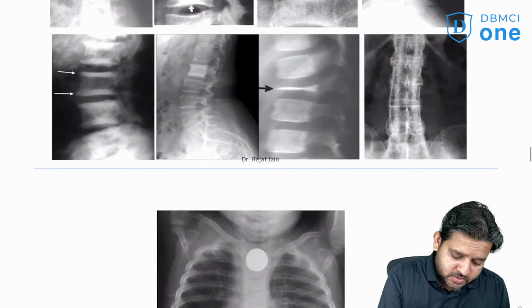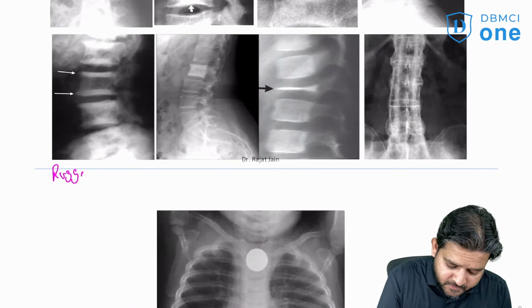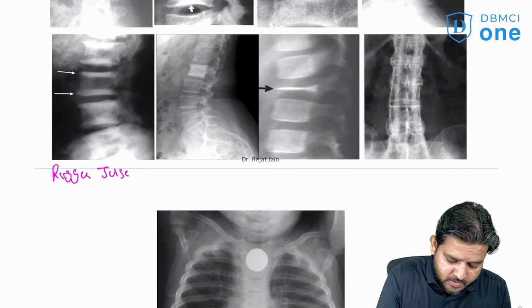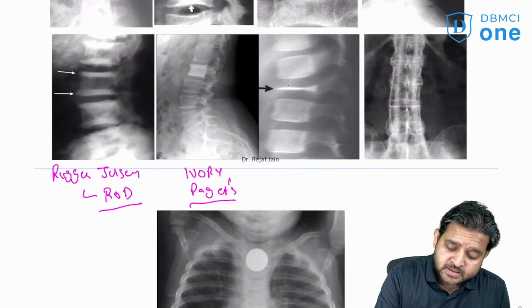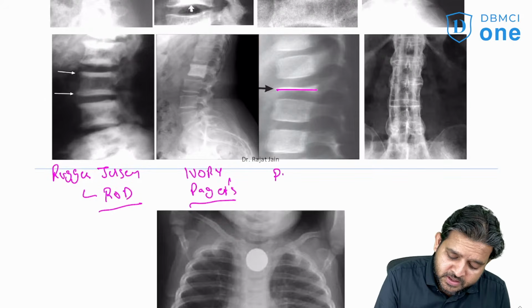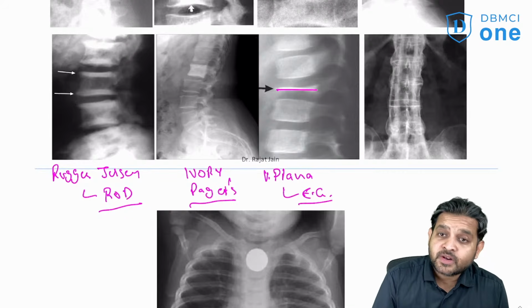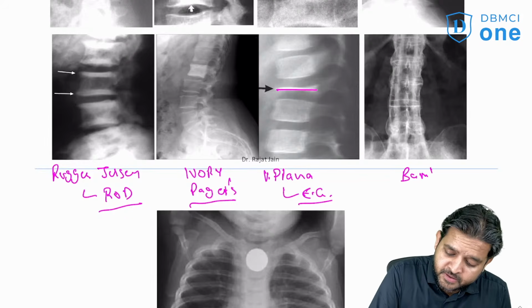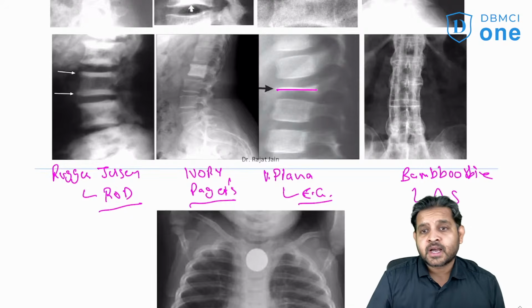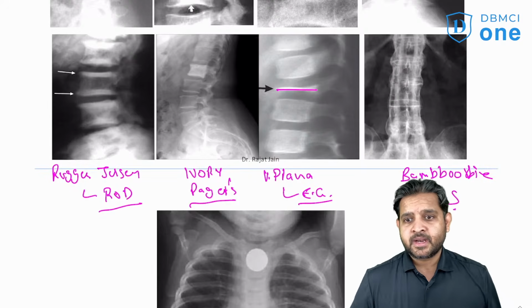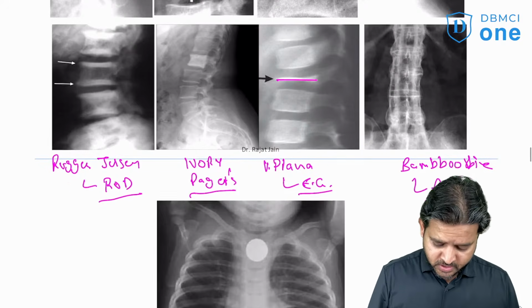Right. Now what is this called as? This is called a rugger jersey spine. Rugger jersey spine is seen in ROD, renal osteodystrophy. This is called an ivory vertebra. Ivory is seen in Paget's disease. And this is when one vertebra is collapsed. This is called a vertebra plana. Vertebra plana is seen in eosinophilic granuloma. And the last one, I believe everybody already knows, bamboo spine is a feature of ankylosing spondylitis. Bamboo spine will be seen in ankylosing spondylitis.